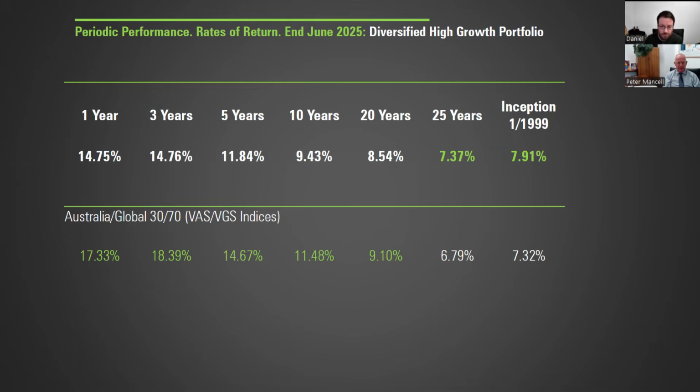And another periodic performance, and this time it's against the indices that comprise the VAS and VGS, split at a 30-70 bias towards global. The longer term numbers with the VAS VGS option are dragged down due to the heavier exposure to MSCI World, which was beneficial over the shorter time frames. And I'll make one point here.